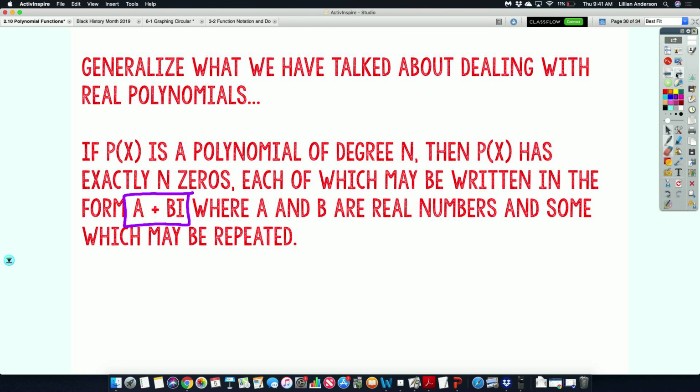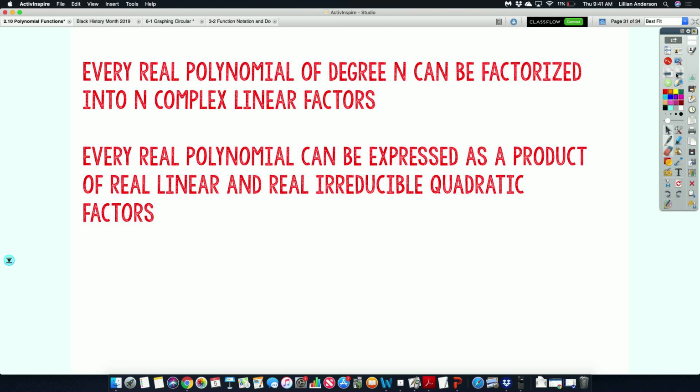Also, every real polynomial of degree n can be factored into n complex linear factors. You saw from the last example, we were able to factor it down into linear factors. Okay? We could do that with several of them. Every polynomial can be expressed as a product of either linear factors and/or real irreducible quadratic factors.